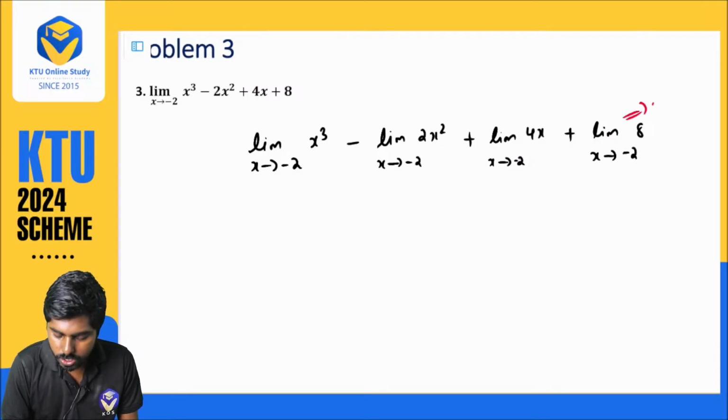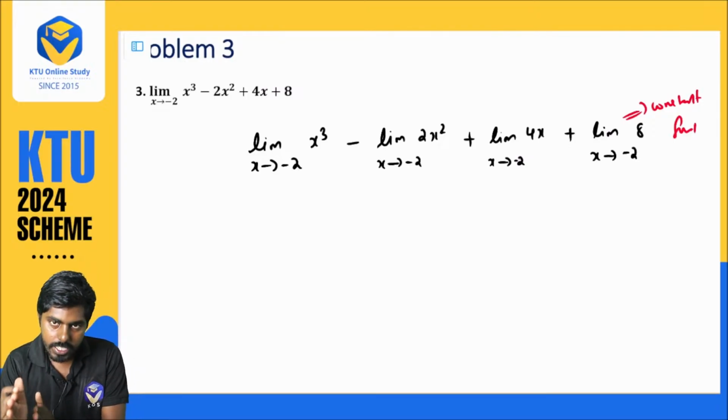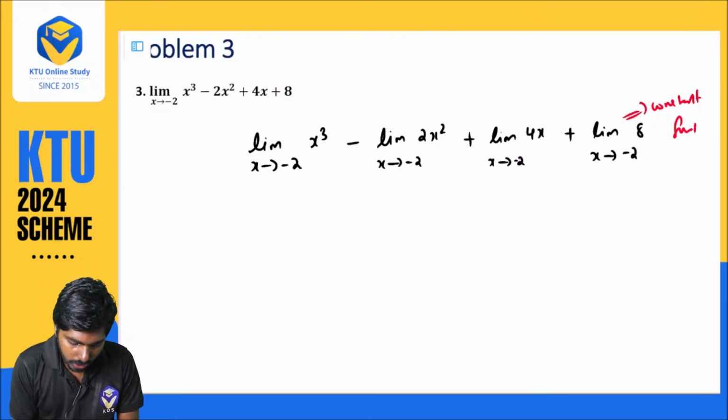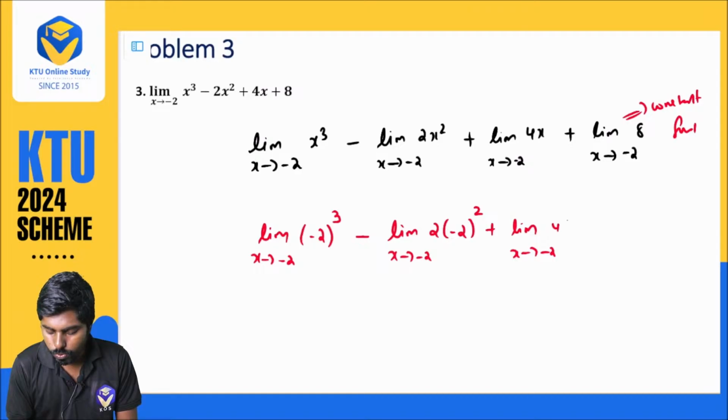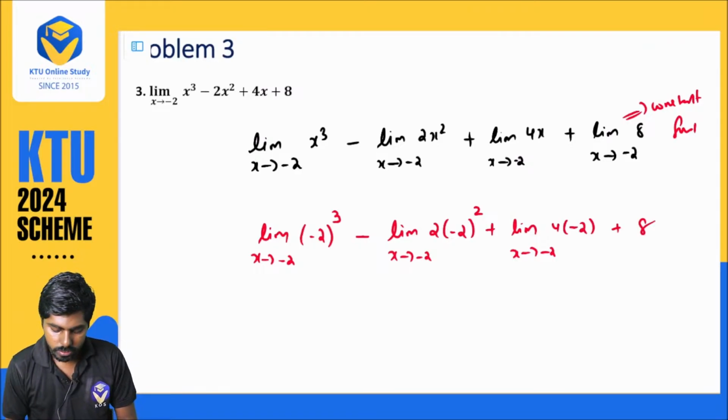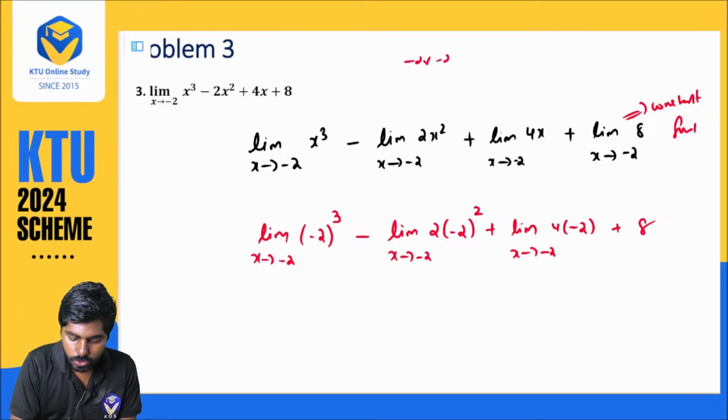So this is a constant function. Constant function means we will be getting the same value, exactly the same value, 8 only. So here it will be limit x approaches minus 2, minus 2 the whole cube, minus limit x approaches minus 2, 2 into minus 2 the whole square, plus limit x approaches minus 2, 4 into minus 2, plus 8. So now when you are solving it, minus 2 into minus 2 into minus 2. Minus 2s, it will become 4. 4 into minus 2, we will be getting minus 8.